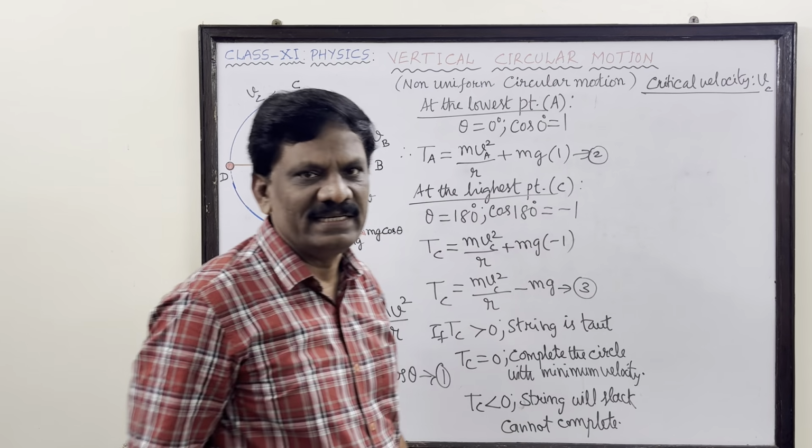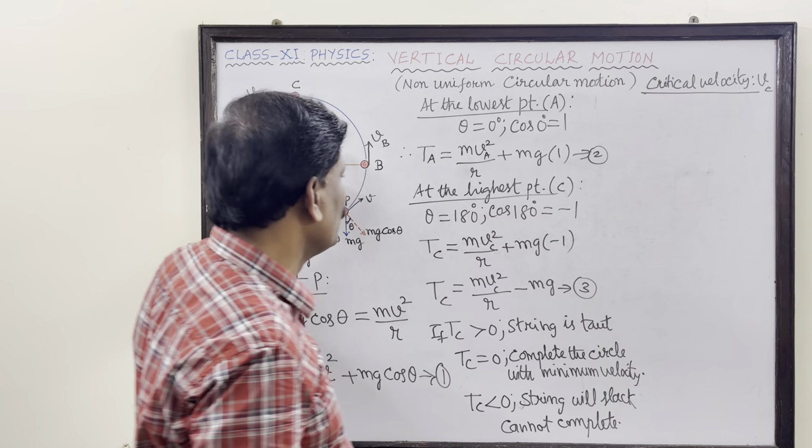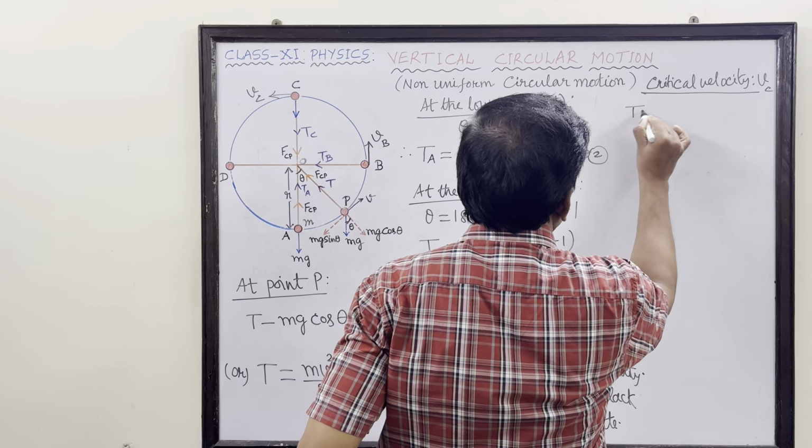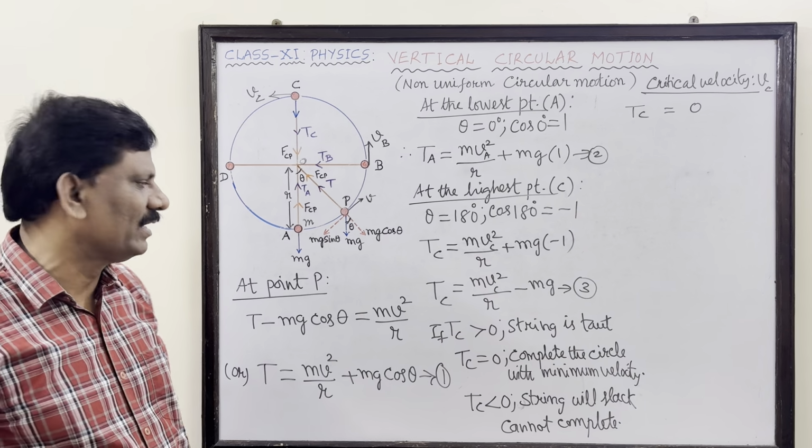So for that, I will take the highest point as C here. At the highest point, the tension Tc must be equal to what? 0. So Tc must be equal to 0. This is the required condition for the critical velocity.